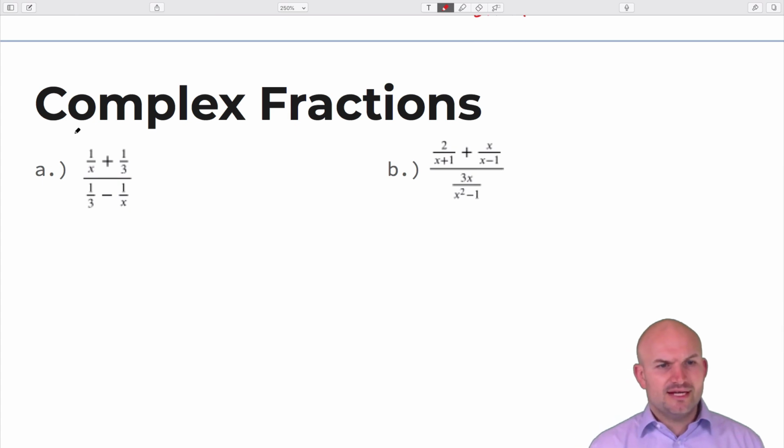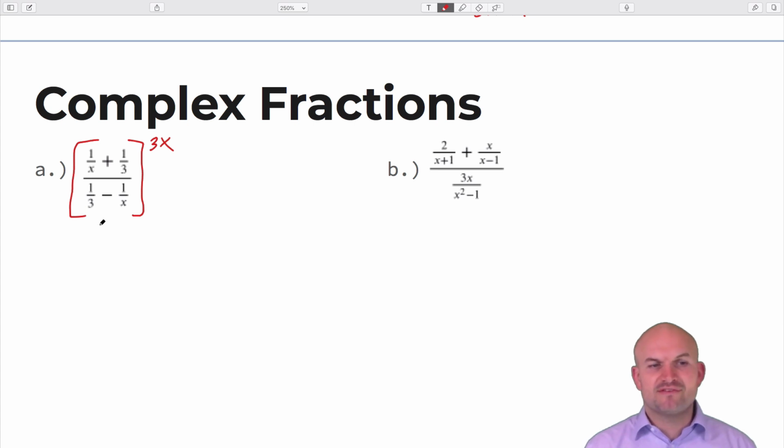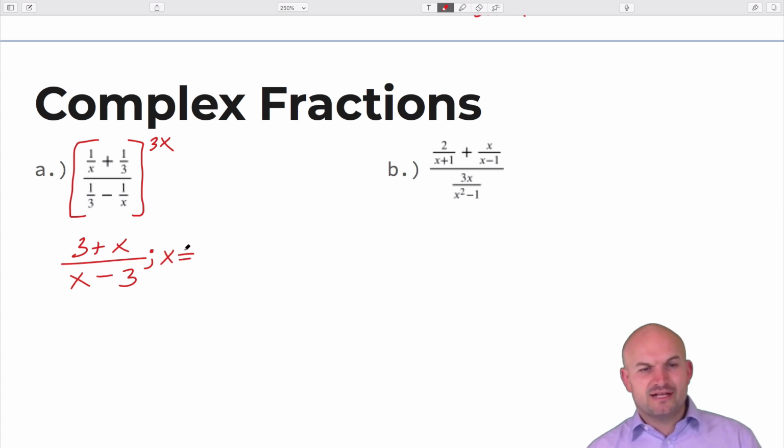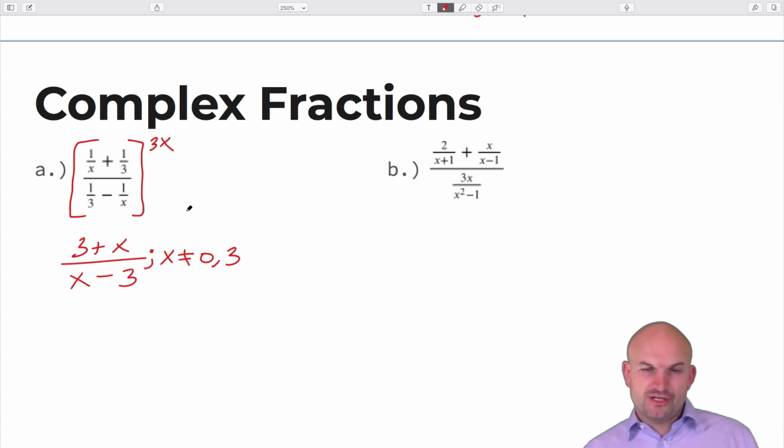All right, so the first one here, I recognize my LCD is just the product of my denominators, which is 3x, right? The 3 and the x don't have any factors in common, so I'm just going to multiply everything by 3x. And when doing that, I get x minus 3 on the bottom. You can see how 3x times 1/3 is just going to give us x, and 3x times negative 1 over x is just going to give us a negative 3. Now, as far as excluded values go, in the original problem, x cannot equal 0. In my simplified problem here, I know that x cannot equal 3. So you can see how that simplified problem actually produces an additional excluded value.